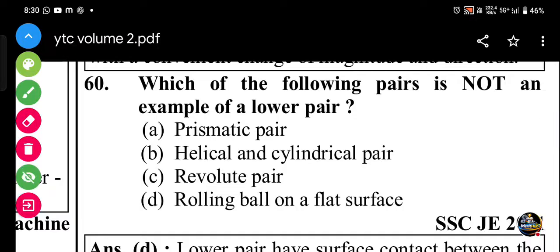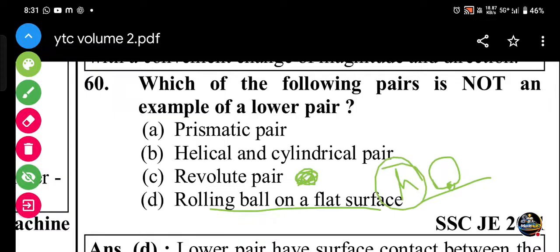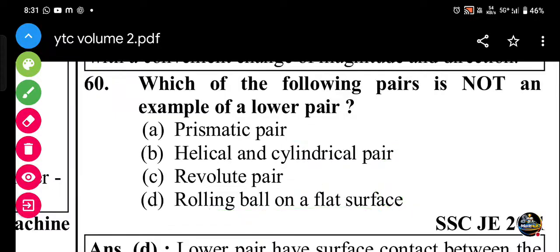Friends, question number 60. Which of the following pairs is not an example of a lower pair? Prismatic pair, helical and cylindrical pair, revolute pair, and rolling ball on a flat surface. Rolling ball on a flat surface is a point contact. This is the higher pair. Revolute pair or turning pair is a lower pair. Prismatic pair is a lower pair. Helical and cylindrical pair is a lower pair.